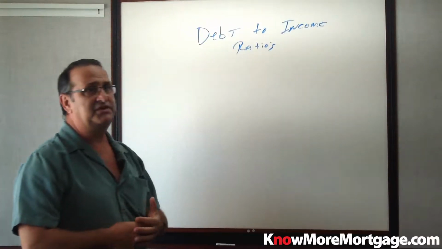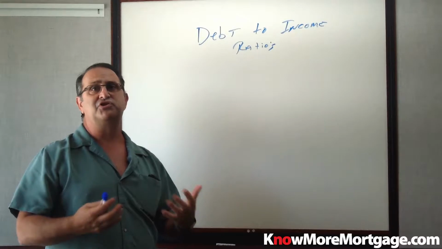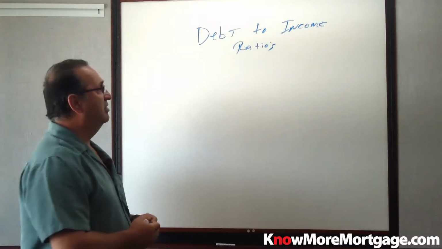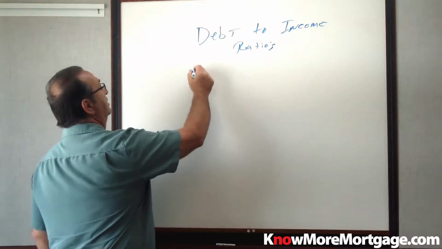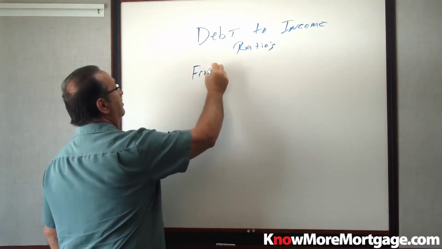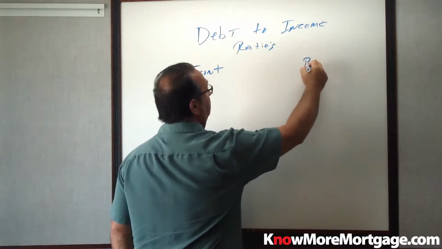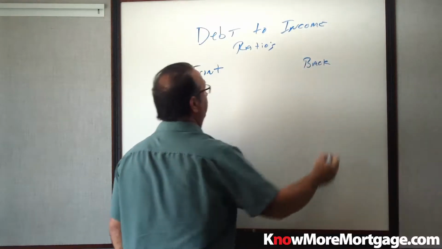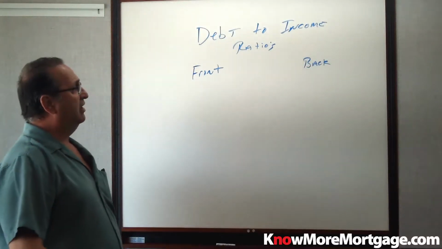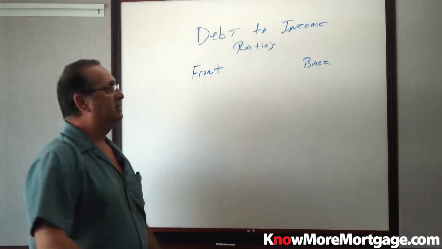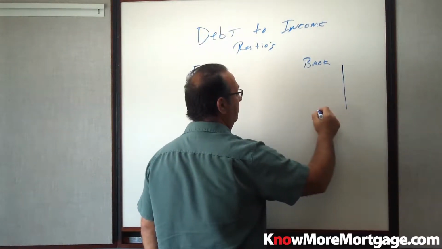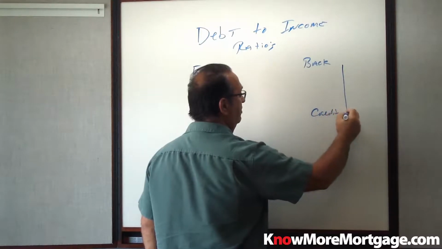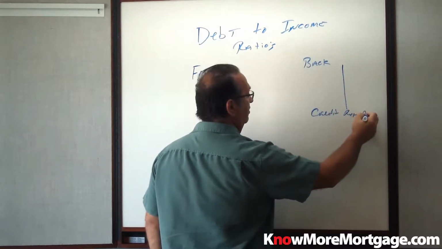Debt to income ratio. This is going to give us how much you can purchase. We're going to talk about two parts, what's referred to in the industry as the front end and the back end. I'm going to hop over to the back first, because the back is everything that shows up on your credit report, plus some.